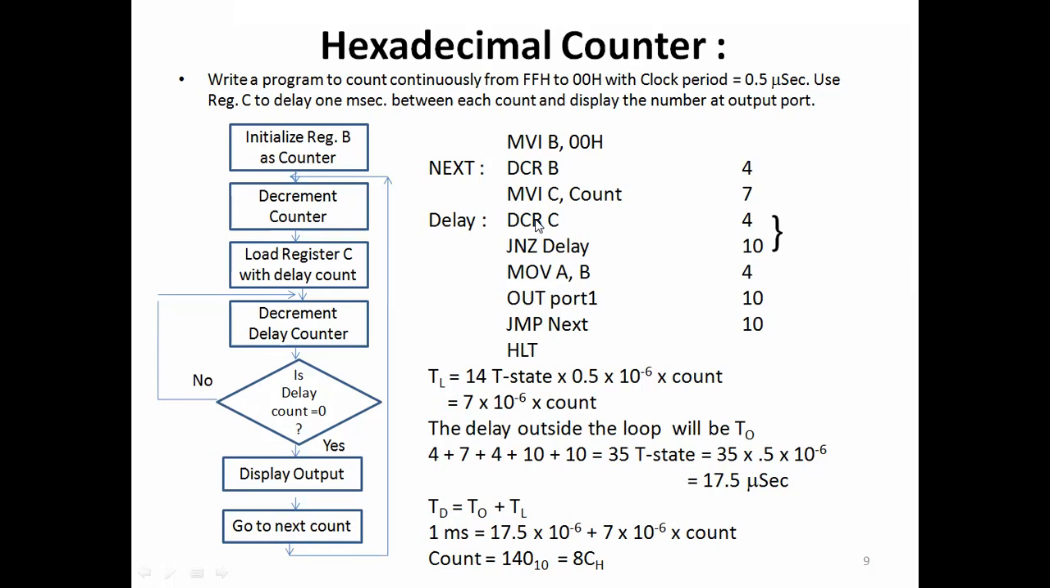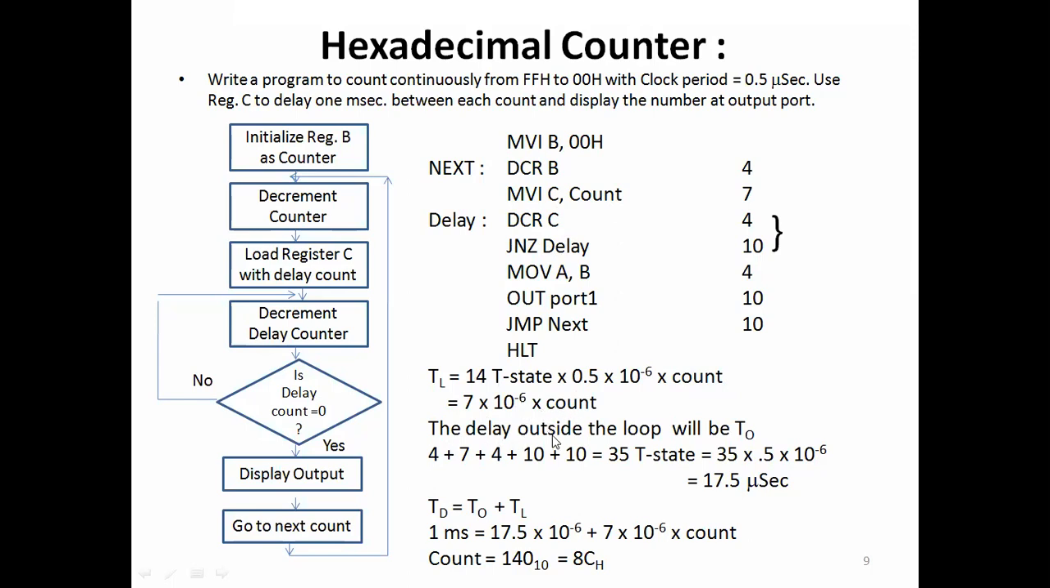Because this loop will happen how many times? Up to the count value. If the count value is 5, it will be multiplied by 5, because the loop will work 5 times. So for simplicity, I have done this. Otherwise, I would have to calculate it with count minus 1 plus 4 into 7, that is 11. So just for the simplification of the calculation, I have done this. So T loop is equal to 7 into 10 to the power minus 6 into count.